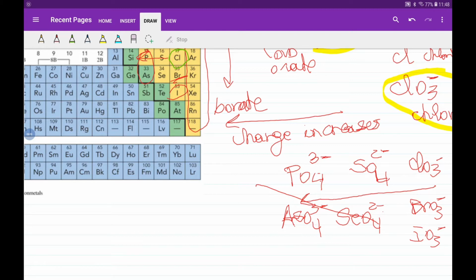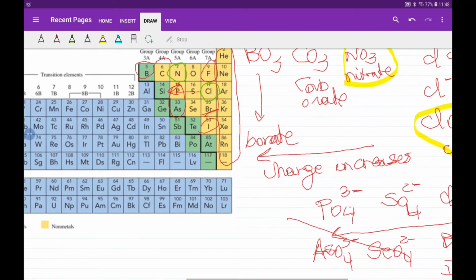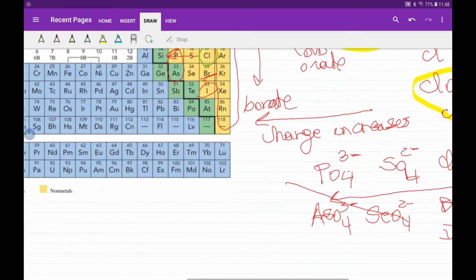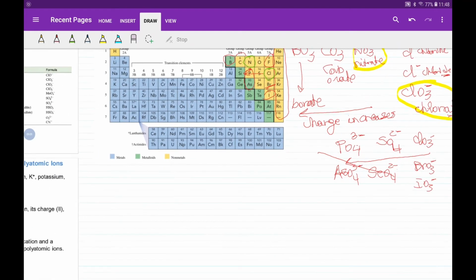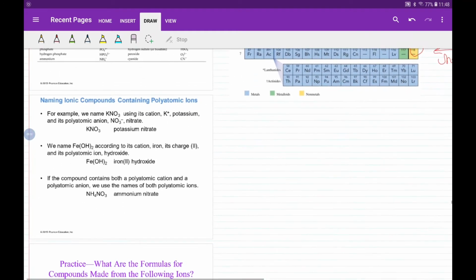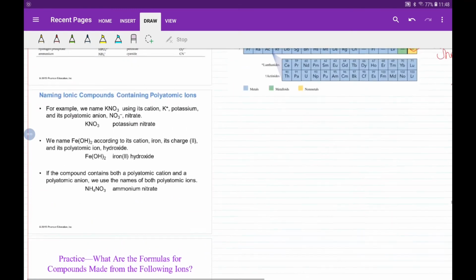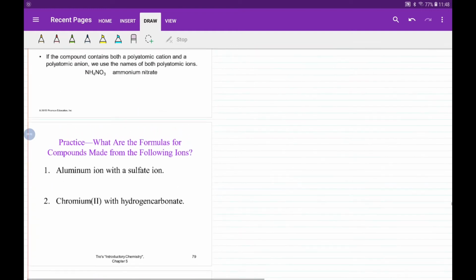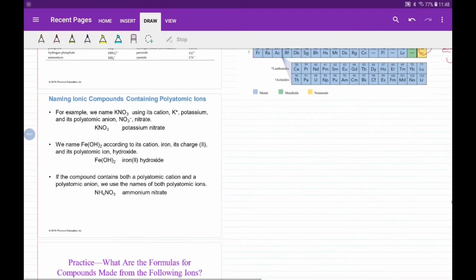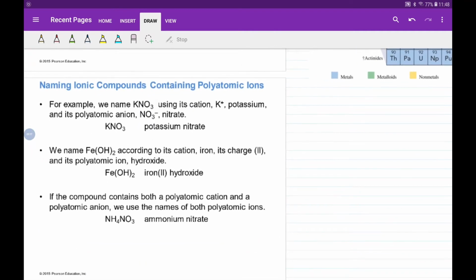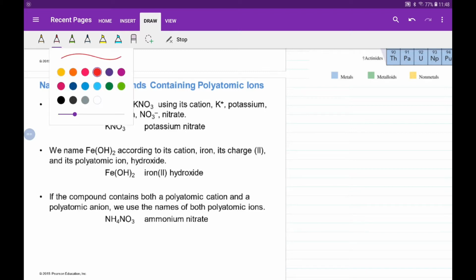These are some of the patterns. Hopefully it will help you recognize these things and make it easier to memorize polyatomic ions. We'll talk about some more patterns. Now, let me share with you how we name these things and how we use the polyatomic ions in terms of charge cancellations and so on and so forth.